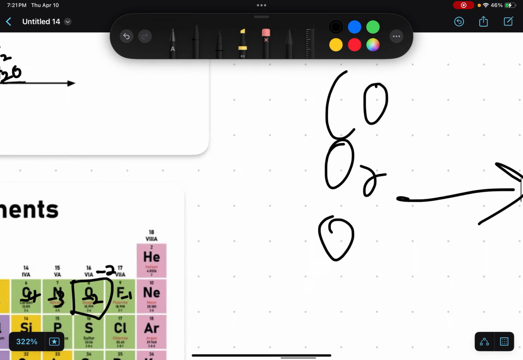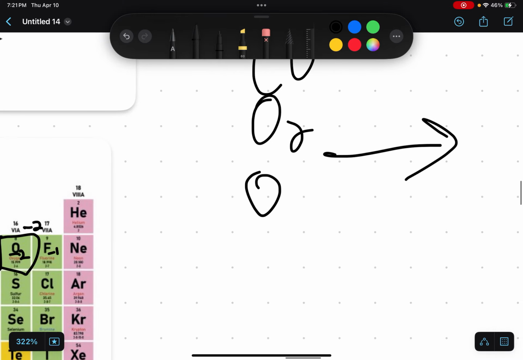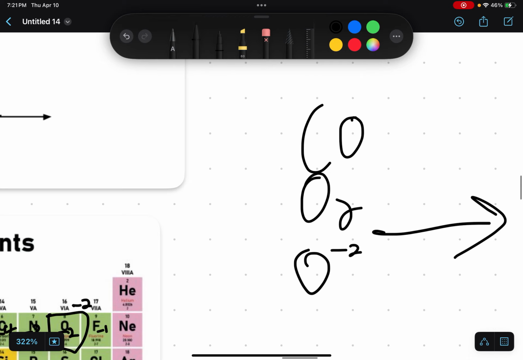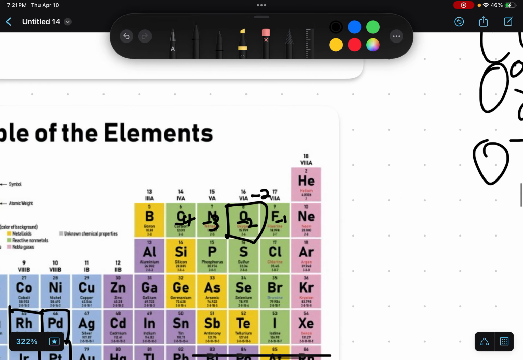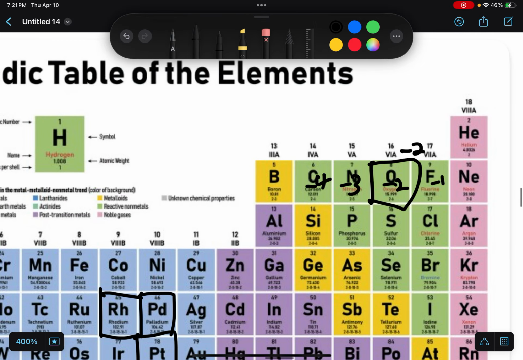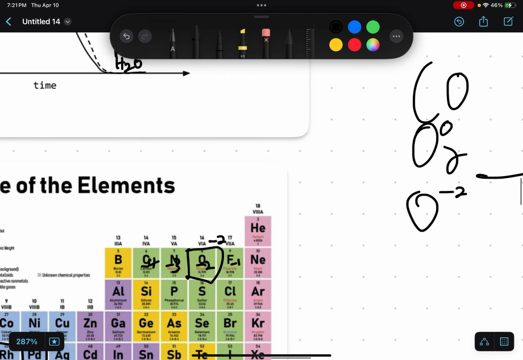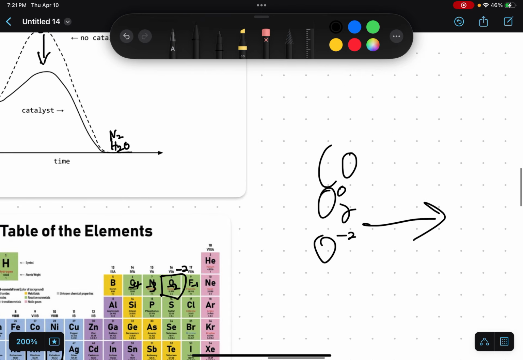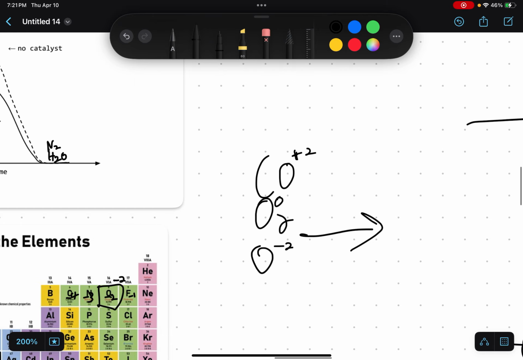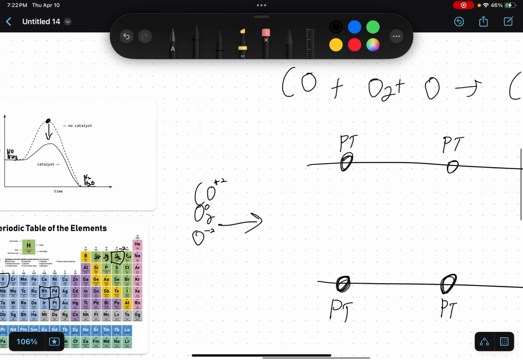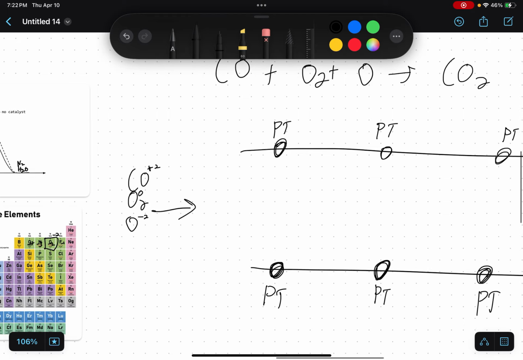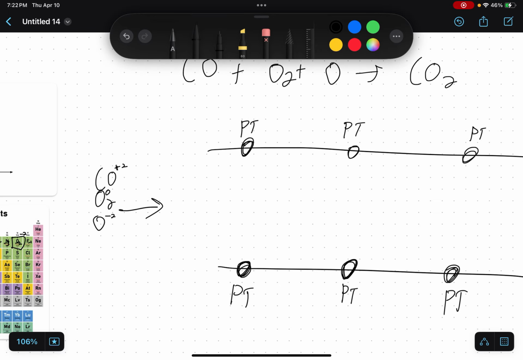So the charges on these are: oxygen is -2. This is O2, which is 0. And this is CO, which is... -4 and -2? I think it'll be +2, because if you add another oxygen that's -2, then it's CO2, and yeah, okay, I think it's +2. So, you got these flowing through here.